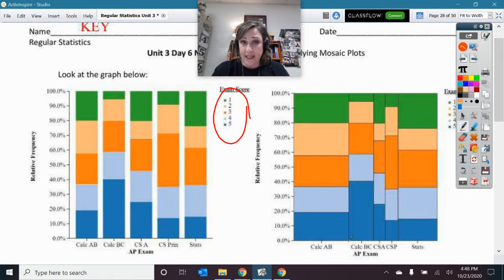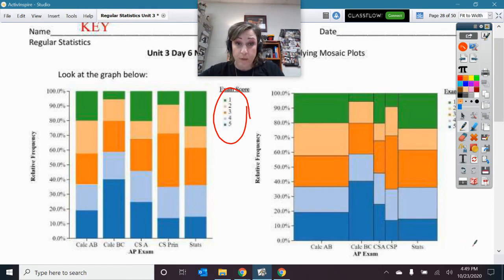But what's interesting is why do you think that some of the bars are wider than the others? And what we notice is that these different widths have to do with how many tests, or the proportion of those total exams given, that make up the Calc AB and the Calc BC and so on. The proportion of the total exams given.